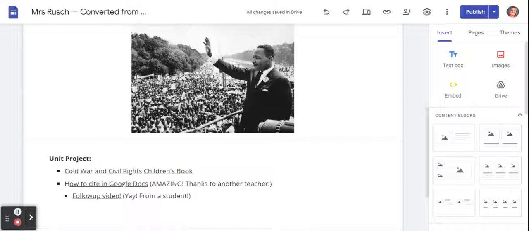And then lesson 20, let's see if I have a slide, is about the fight for rights. We have other people who fought for rights too, and that's interesting stuff as well. So this is the stuff that you need to put in your children's book.